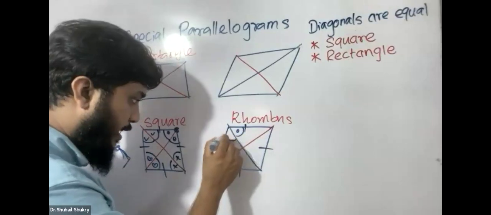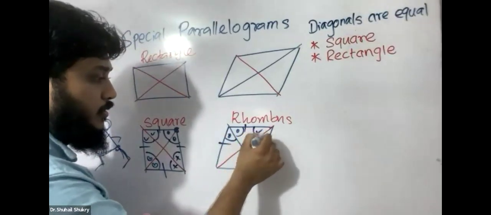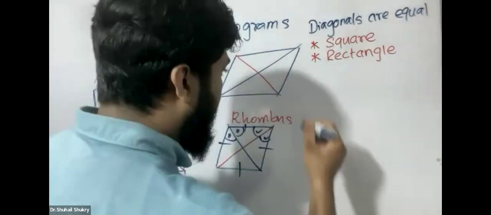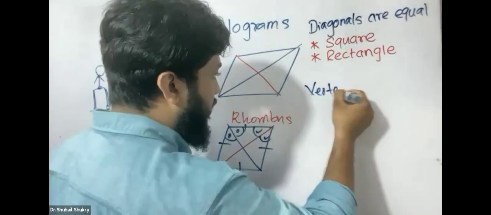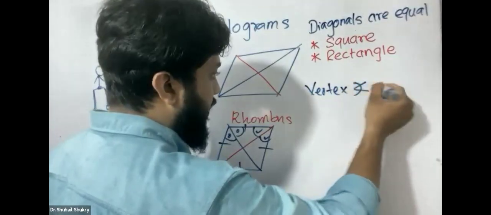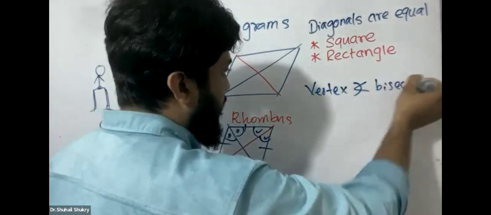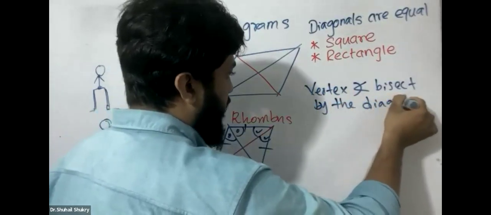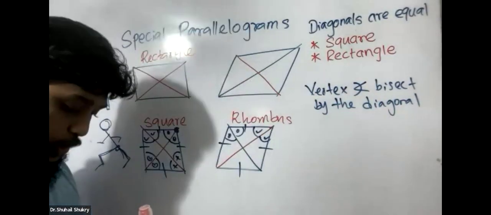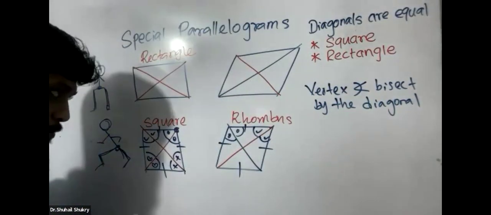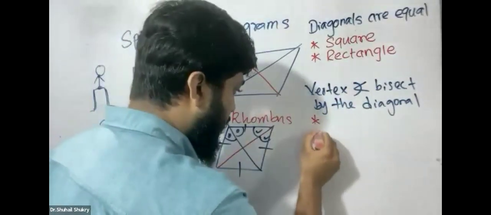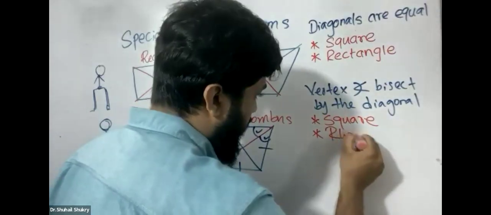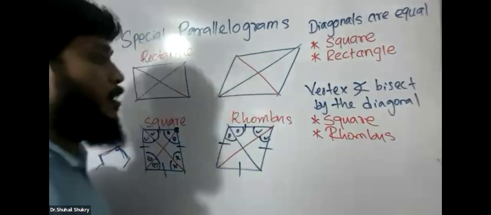Even for the rhombus, the same scenario. So I can put a point: vertex angle divided equally. For divided equally we have a word: vertex angles are bisected by the diagonal. So we got two shapes like this. What are those two? Square and rhombus. These are the two things where the vertex angles are bisected by the diagonal.